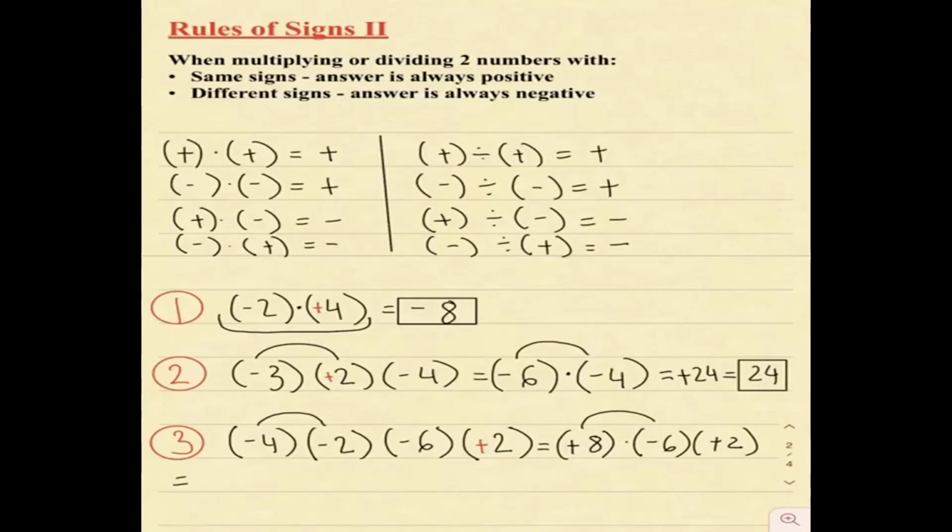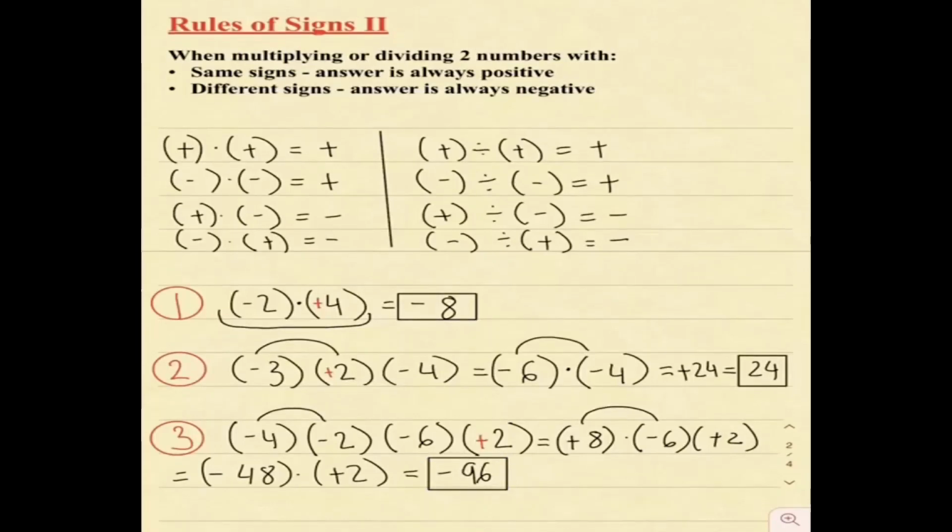Equals. Now I'm going to multiply the first 2. Positive 8 times negative 6. Those are 2 numbers with different signs. The answer is always going to be negative. 8 times 6 is 48. So I have negative 48 times positive 2. Those are 2 numbers multiplying each other with different signs. The answer is going to be negative. 48 times 2 is 96. So the answer is going to be negative 96.